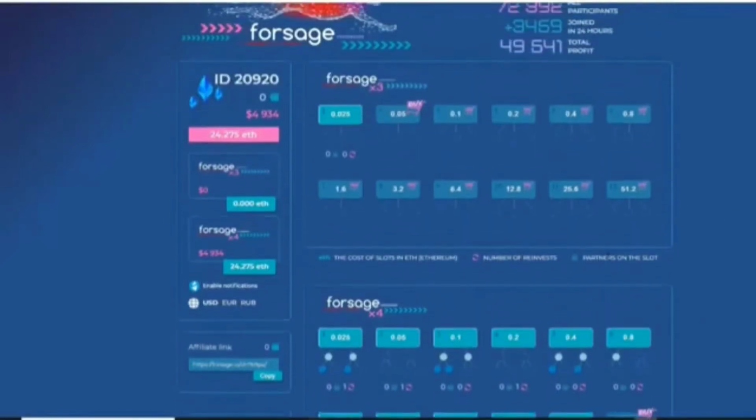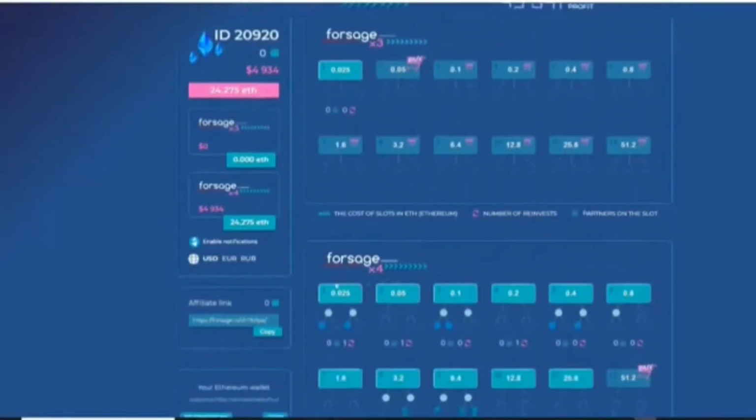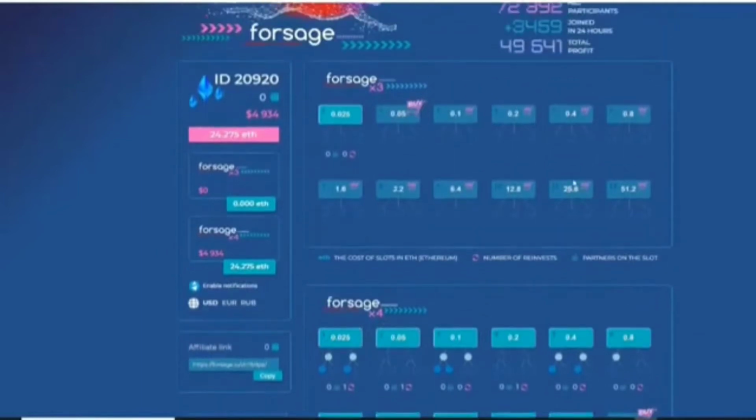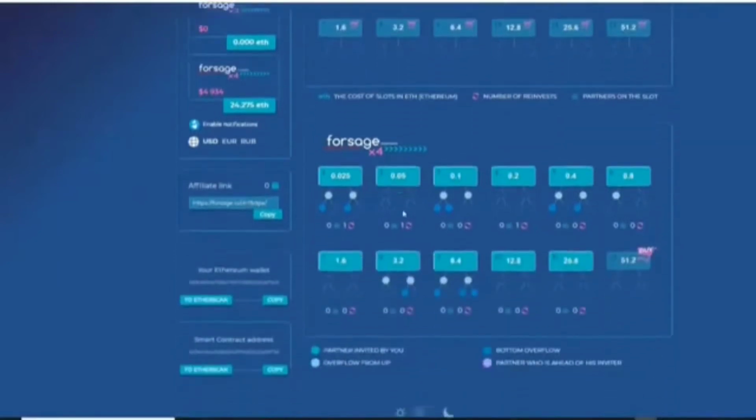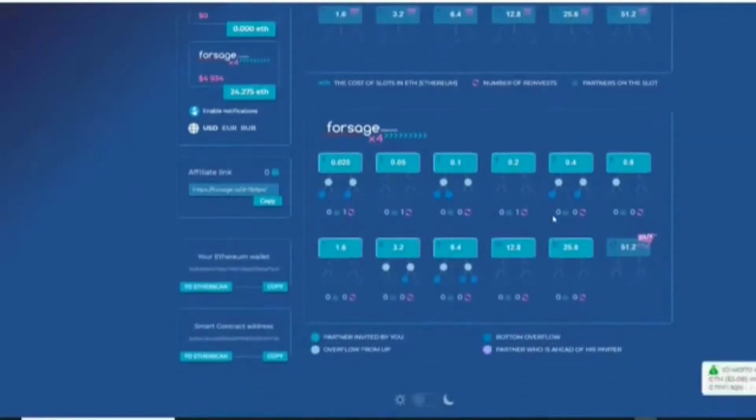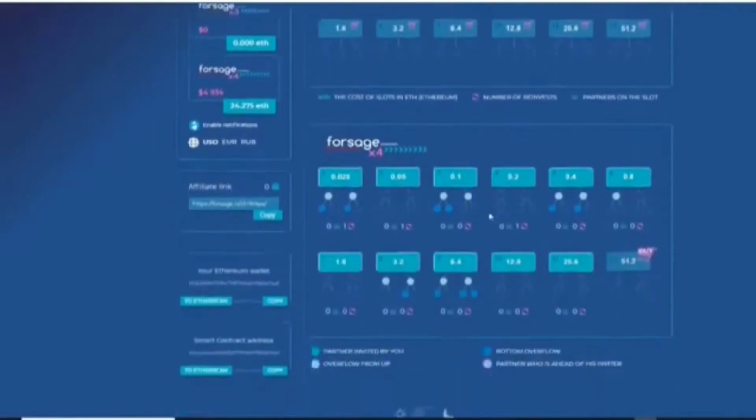Now, the spillover only happens on Forsage X4, not on Forsage X3. You will never see a spillover on Forsage X3. Okay, it's only on Forsage X4. Now, whenever you activate a slot, whether it's for the first time or when you reinvest, after you complete and cycle in the matrix and you open a new slot, it goes under someone else's matrix. This is the easiest way for you to understand.